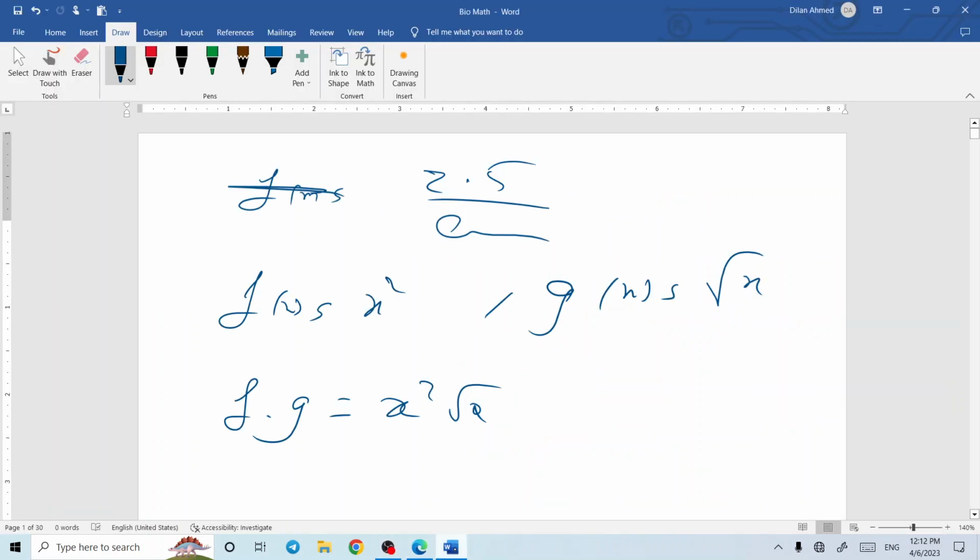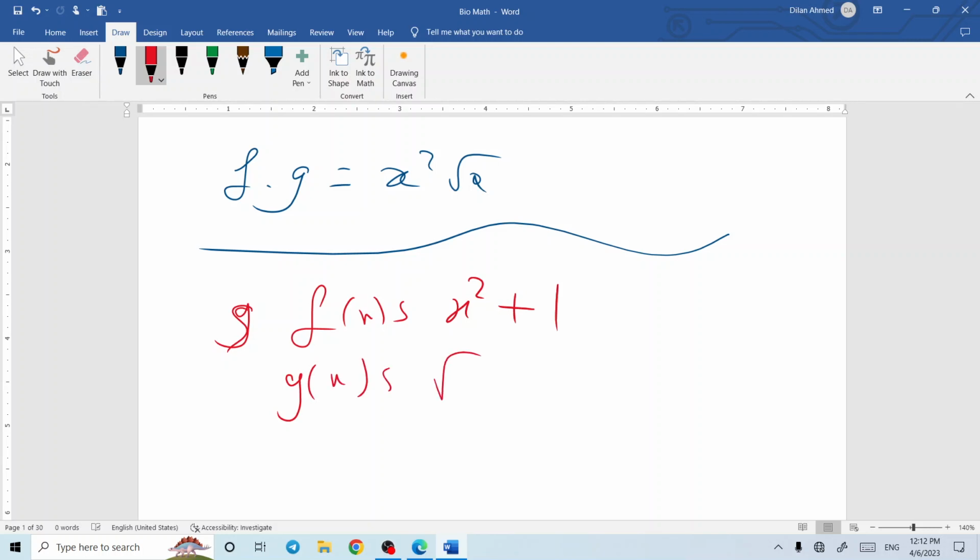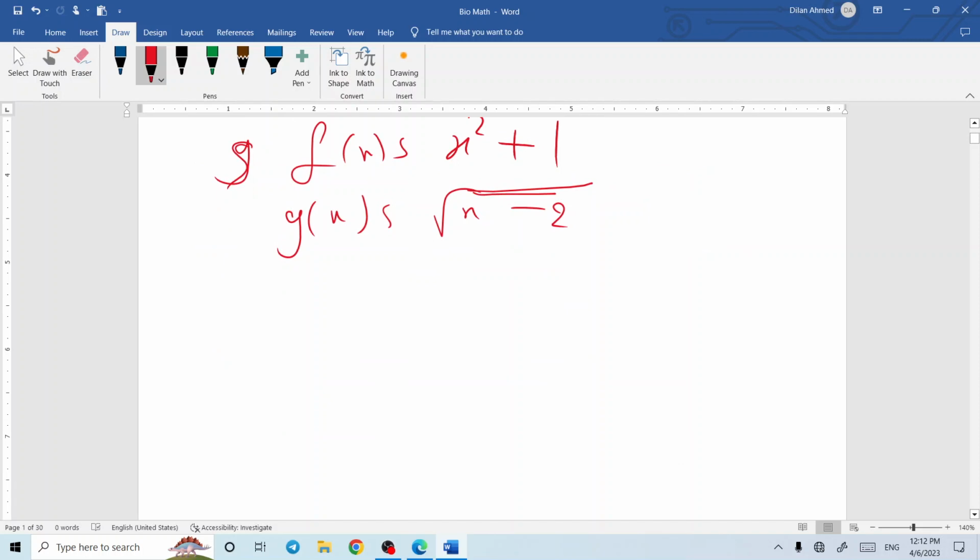For example, if I have a function, just try to understand the first part, the second part. I say f of x equal to, for example, x squared plus 1. g of x equal to square root of x minus 2, like that. So how do we combine them? Because I'm going to leave the others as homework for you. So kindly try to understand.